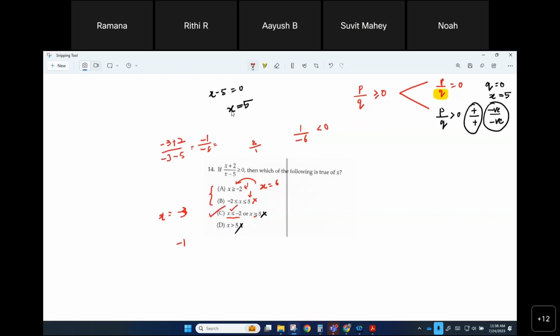Is that making sense, everyone? Students, is that clear, Amma? If you plug in 0, which is within that range, don't you get a negative number? This becomes 2 over -5. That's a negative. So that means that won't work. So A, B are gone, only C is left. Either it has to be less than or equal to -2 or greater than or equal to 5. Is that making sense now, everyone? I think he made a typo here. It has to be greater than or equal to. Students, is that clear, Emma 14?